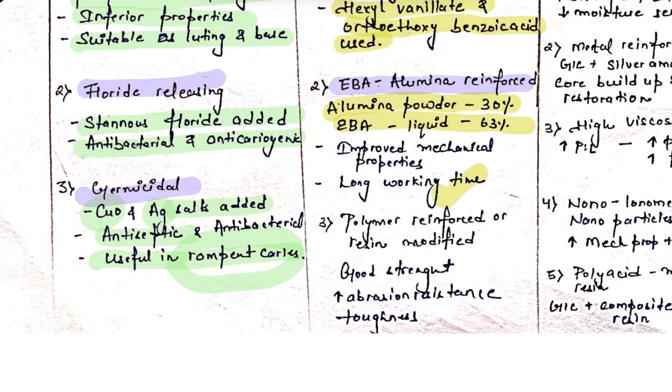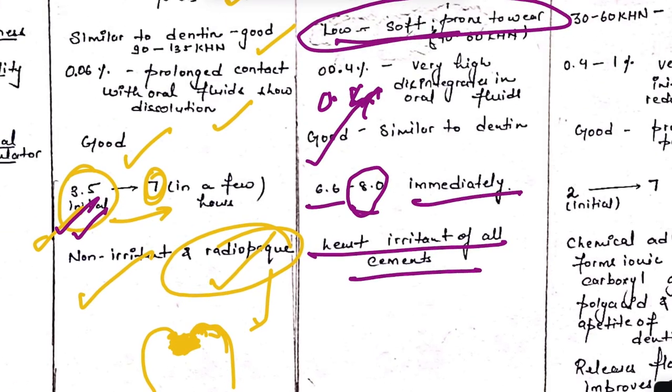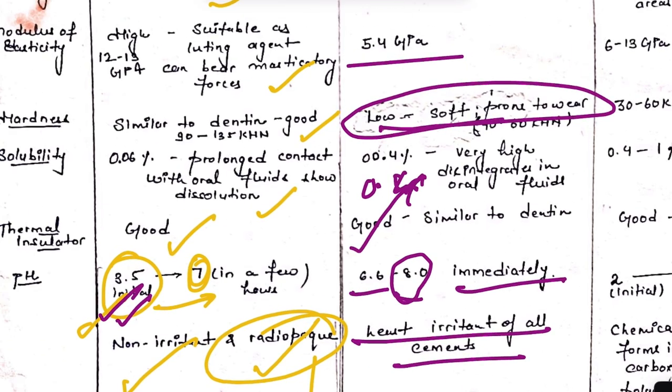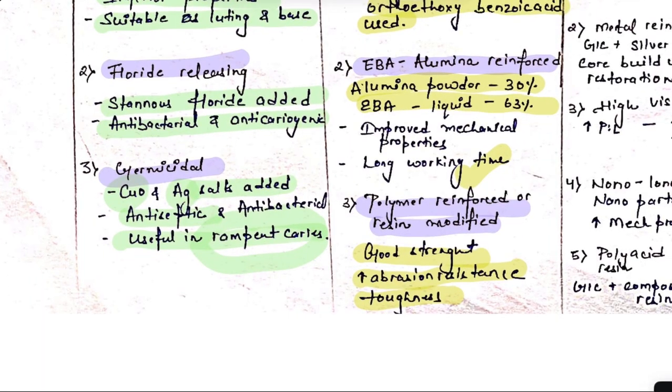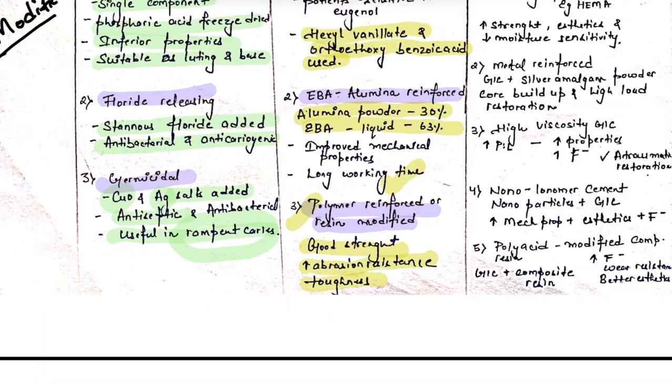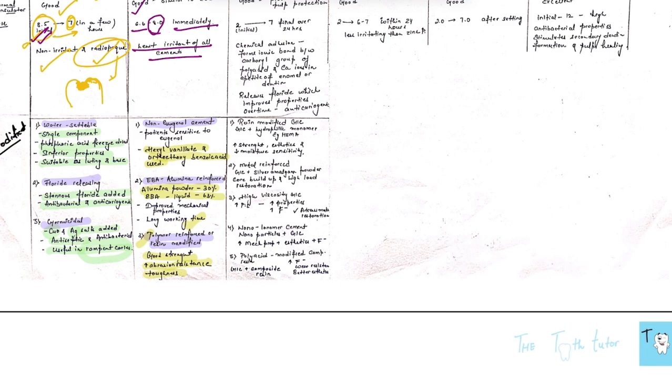Then the third modification we have is the polymer reinforced or resin modified cement. Again, because we are incorporating resin and polymer, it provides good strength, better properties, and increased abrasion resistance. So you see over here the cement wasn't very tough. Okay, the hardness was low. Over here the hardness was low. So to provide better abrasion resistance, we made the polymer reinforced modification.